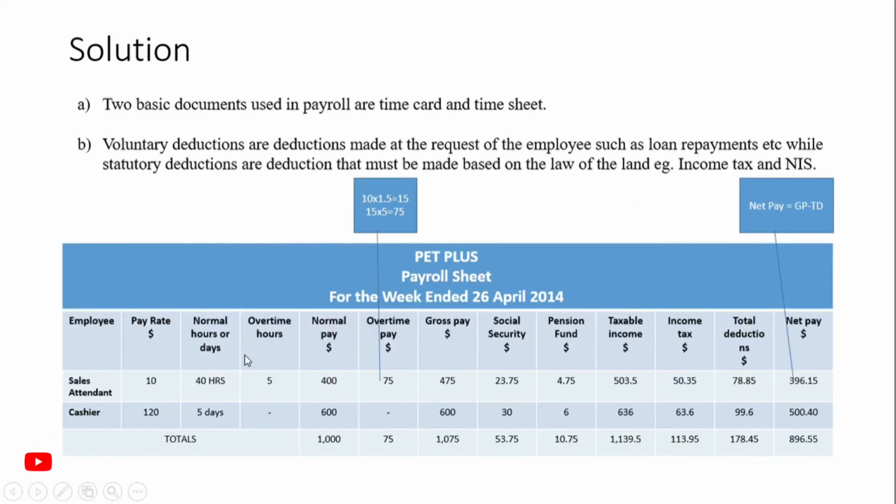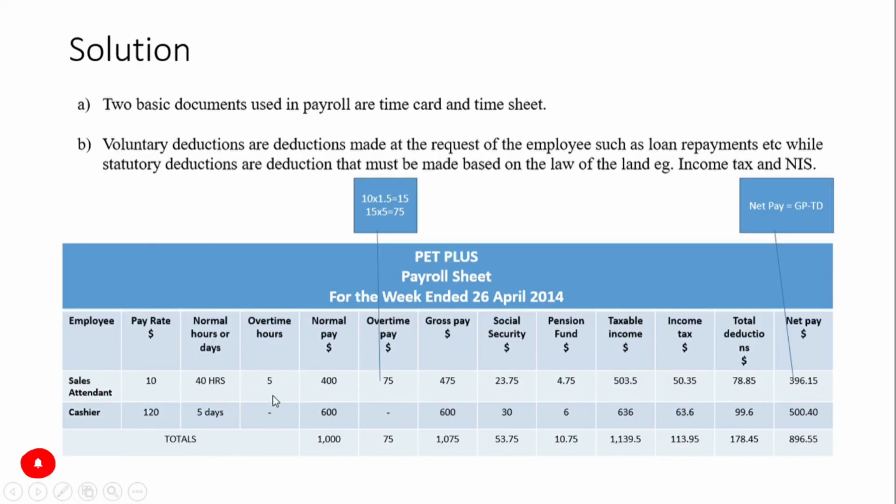So this is our payroll sheet. You look at the heading, make sure you put in your heading. Normally it's there. If they are going to give you a sheet that is prepared, it's going to be there. So the sales attendant's pay rate is $10 per hour. For the cashier it is $120 per day, right? Normal hours and days, right? 40 hours is the normal hours for the sales attendant. 5 days is the normal days for the cashier.